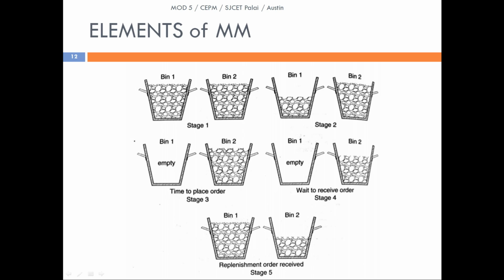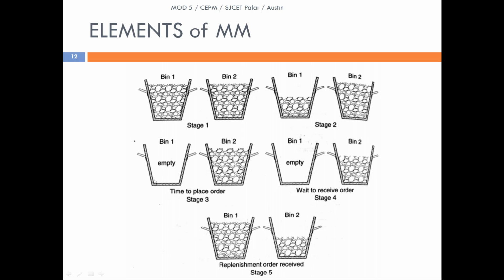In step 3, we could see that the first one, the working bin or bin 1, gets emptied because of its process carrying out. Then they will start using bin 2, and it is recognized as the time to place the order to fill bin 1 again.